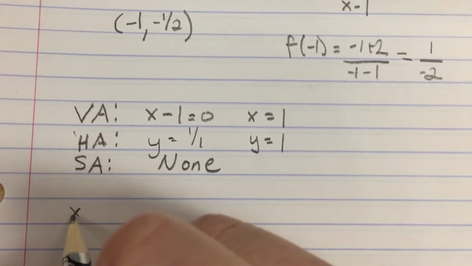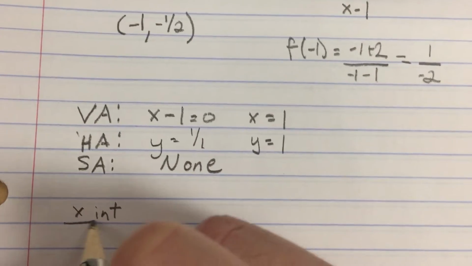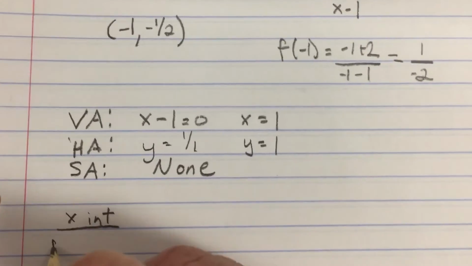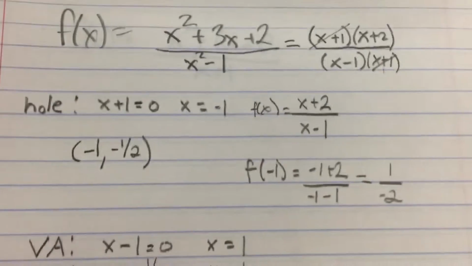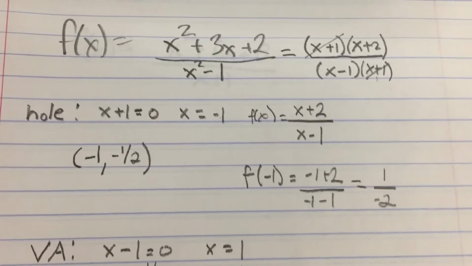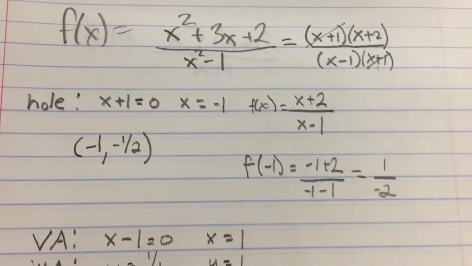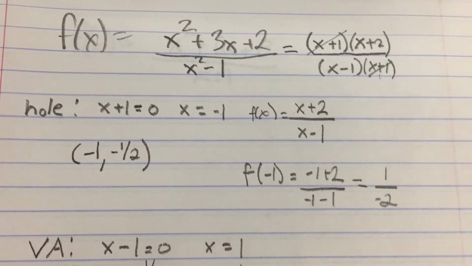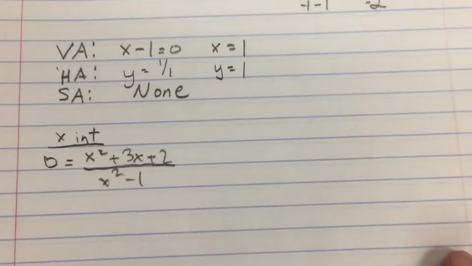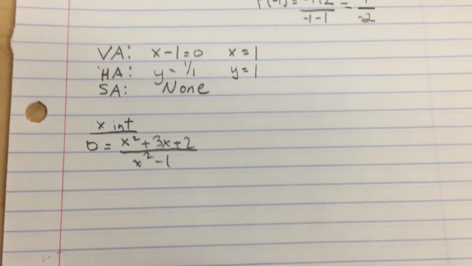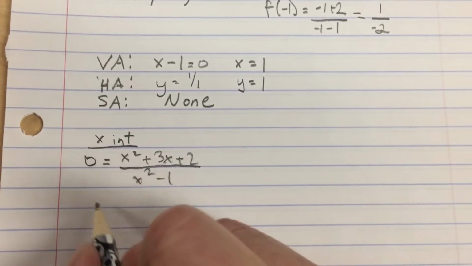I'm still going to find my x-intercepts, just like I did before. So for the x-intercept, I'm going to replace this whole equation. 0 is equal to x squared plus 3x plus 2 all over x squared minus 1. So it's going to look something like that. Cross multiply. So 0 times that is just 0.